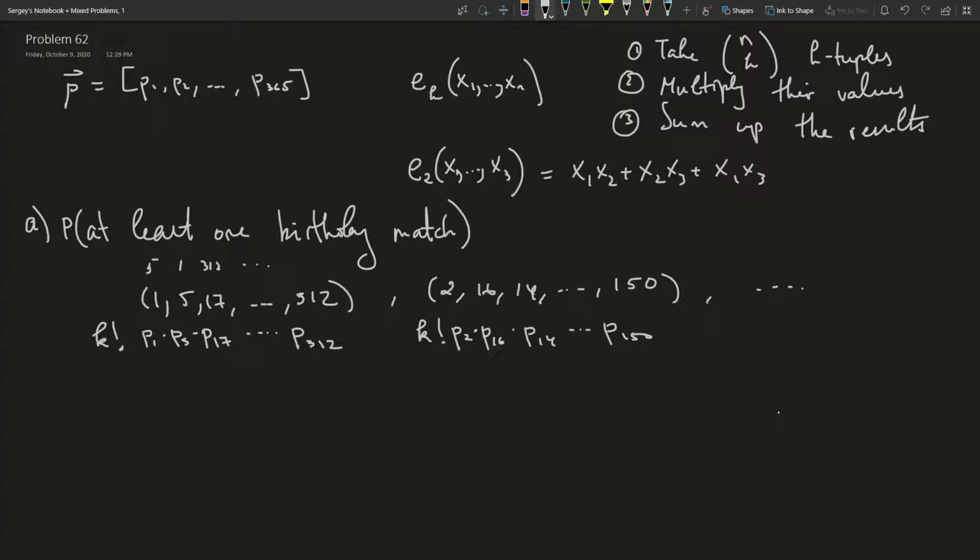So how many such k tuples can we pick? Well, there are going to be 365 choose k such k tuples. So if we take these values here and sum them up, then what we get is the probability of there being no birthday matches.